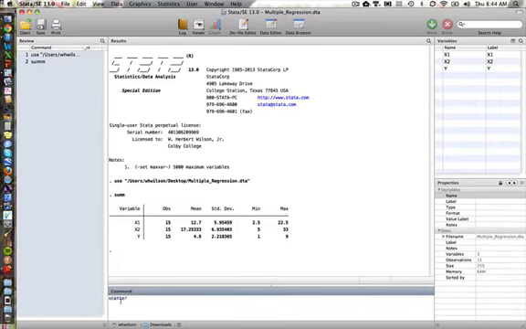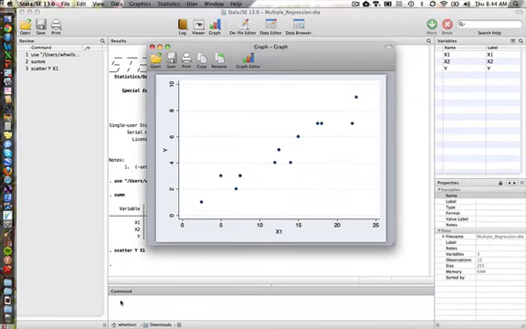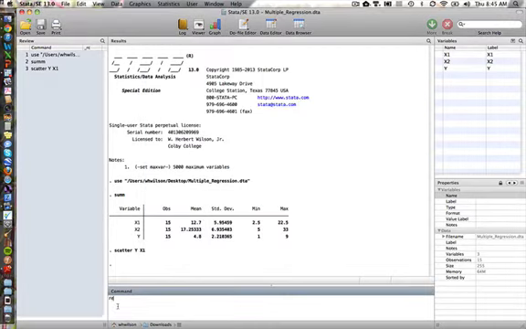So I'm just going to issue a command here to make a scattergram. And you can see that there seems to be a positive relationship between x1 and y, that at high values of x1 you're going to see higher values of y. Let's take a look at the actual regression analysis and see how good this fit actually is.